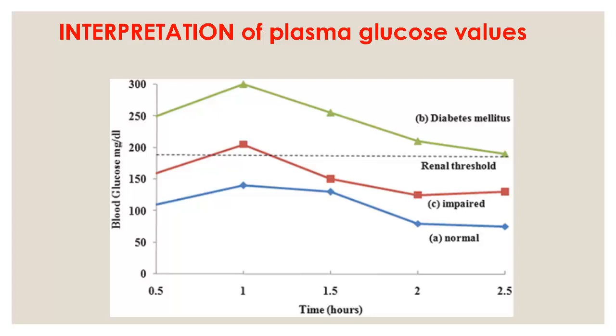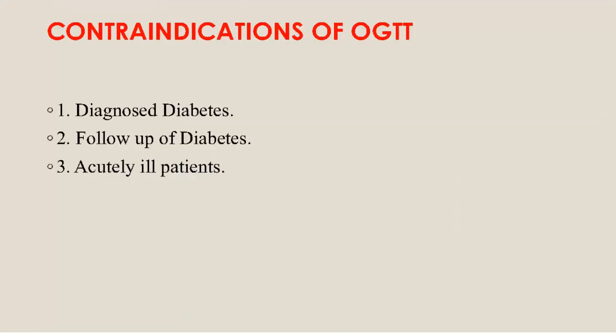Now coming to the next slide, that is the contraindications of OGTT. First of all is diagnosed diabetes mellitus. If diabetes mellitus is diagnosed already, what is the point of doing an OGTT? The patient is diseased and has low functional beta cell reserve, so there is no need of any OGTT. And in case of follow-up of diabetes, the same thing applies.